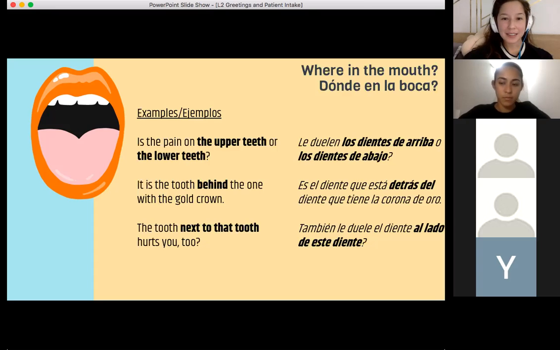So cover your eyes on the right side of the screen, I guess. How would you say the upper teeth or the lower teeth?